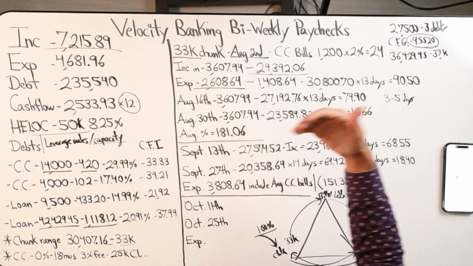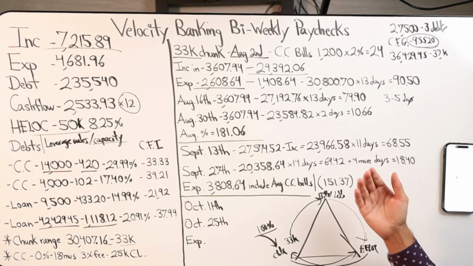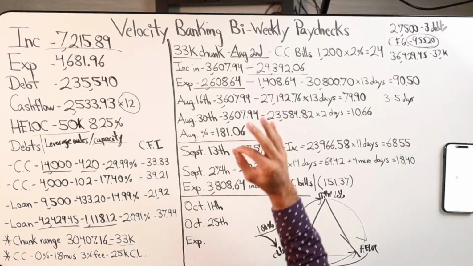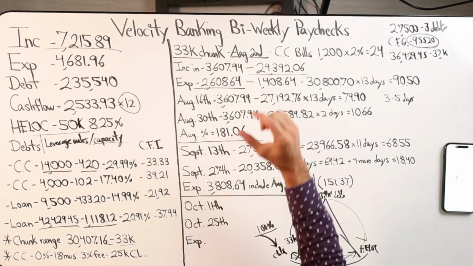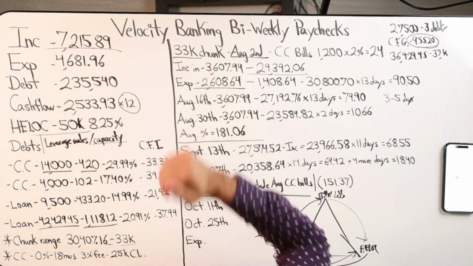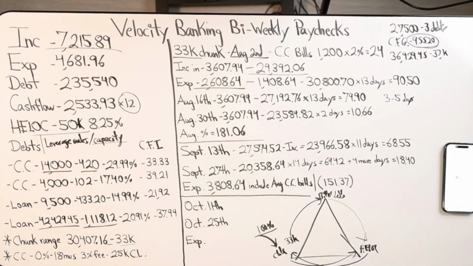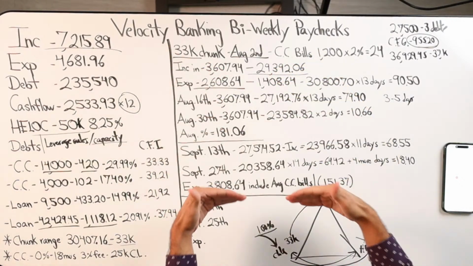So for the month of August, I pay $181.06 in interest, and I had 100% of my income principal pay down the initial chunk of 33 grand. Okay. So now we move to the next month.